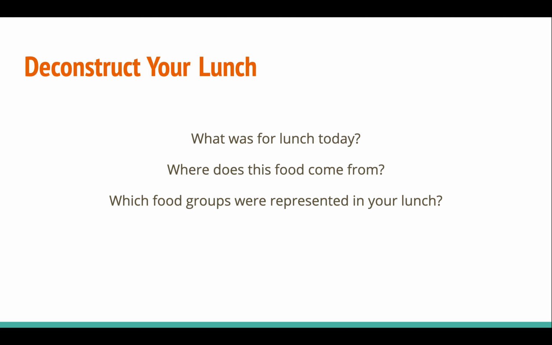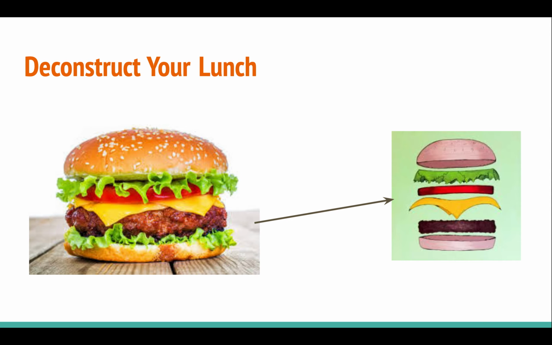I know a lot of the time, especially at school, when we get our school lunch, we're just so excited to eat it and we don't really think about where that food is coming from. Well, this activity is going to give us an opportunity to slow down a bit and think about which food groups are in our meal and also where that food comes from. So let's use a cheeseburger as an example. This is something you might see in your cafeteria. Maybe it's something you eat at home. Maybe it's something you get from your favorite fast food restaurant.